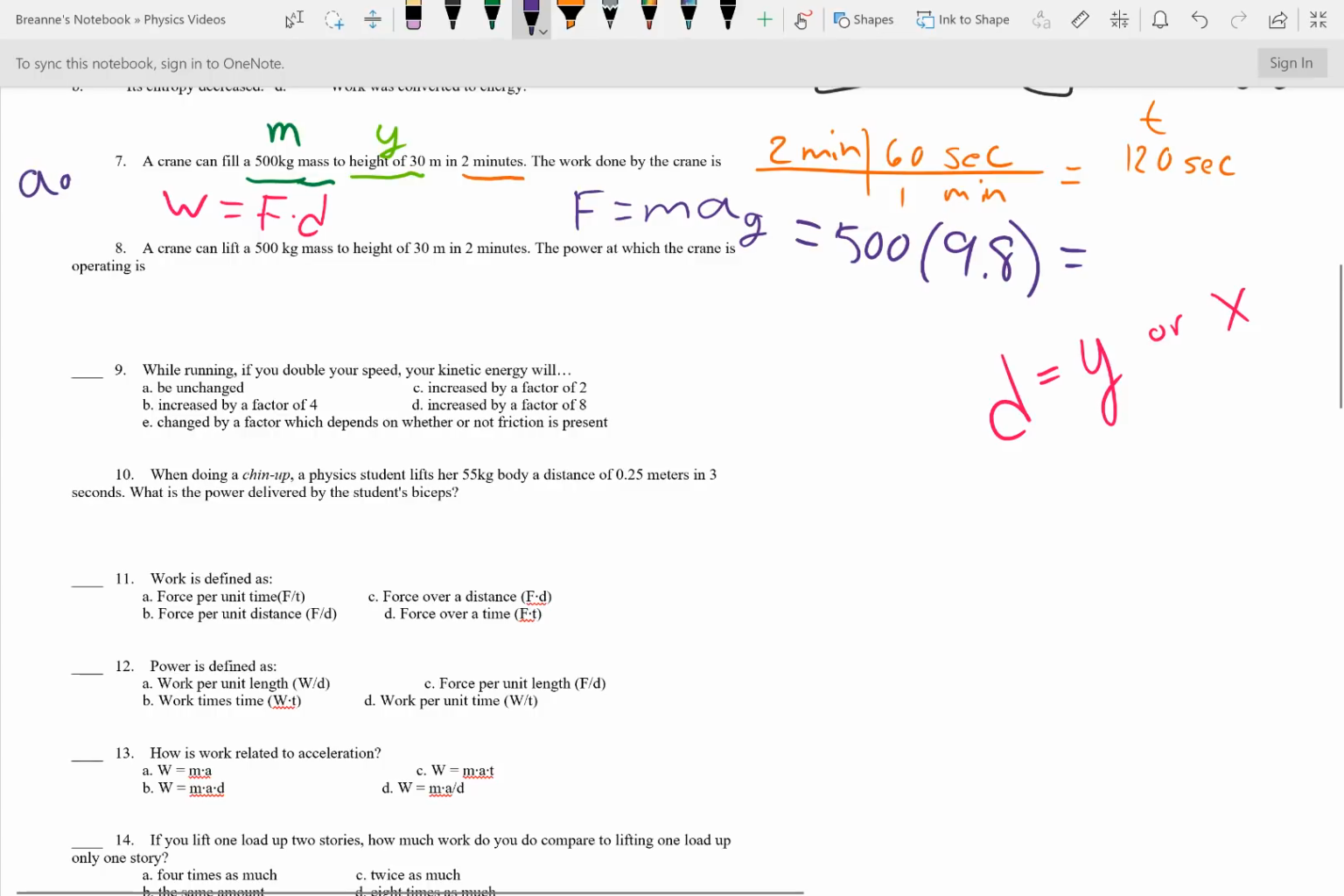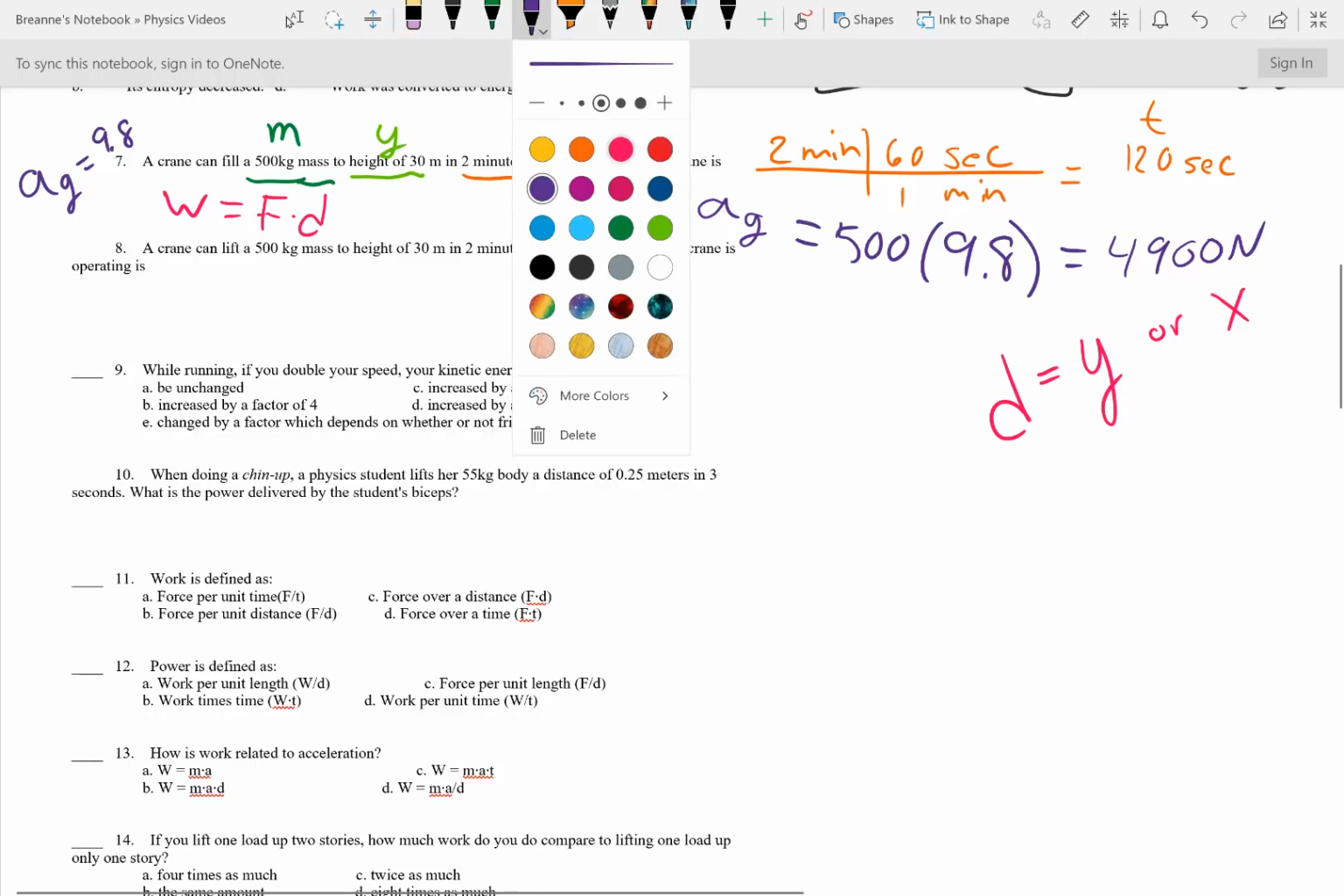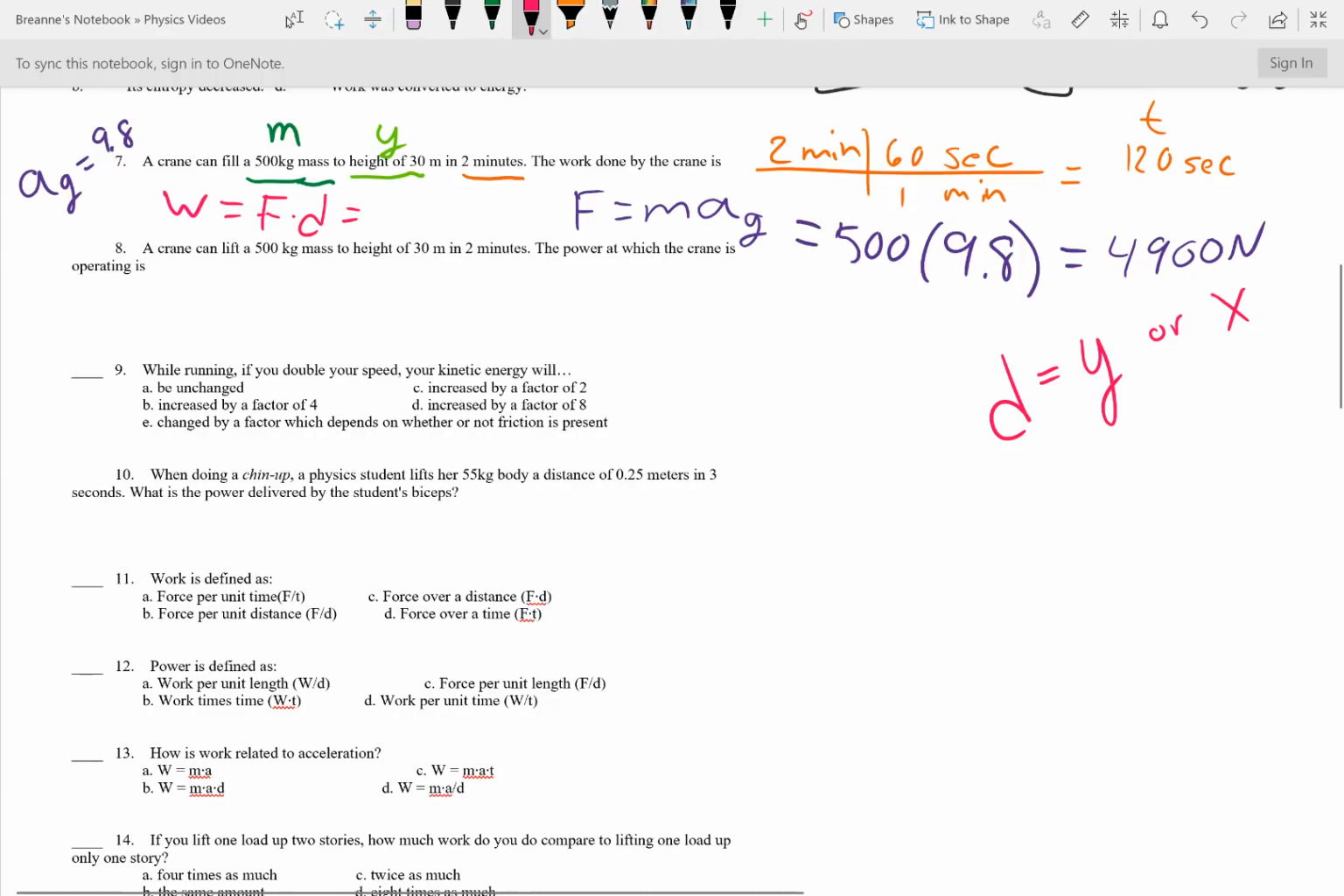We didn't write down our given of acceleration, 9.8. And that will be 4,900. It's force, so it's newtons. Then from that force, we can plug it into our work equation. Let's change colors. So our force is 4,900, and our distance, which is y, is 30. So you multiply that by 30, and you get a really, really big number.